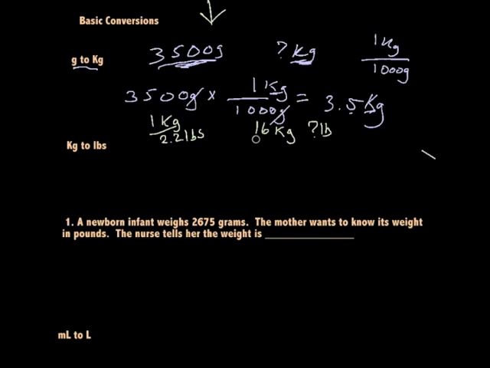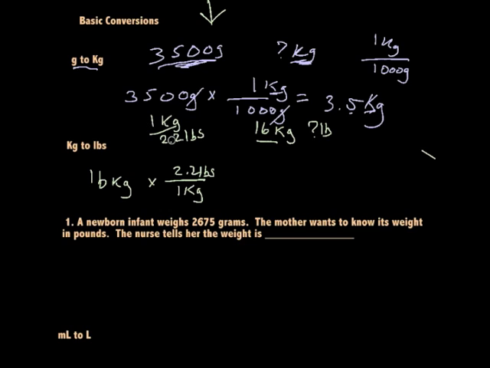I would start with my given, which is this 16 kilograms, or, like I said, you can start with your conversion factor. So we've got 16 kilograms, my given, multiply that by our conversion factor, which is for every 1 kilogram, I have 2.2 pounds. Now you may be saying, what the heck just happened there?